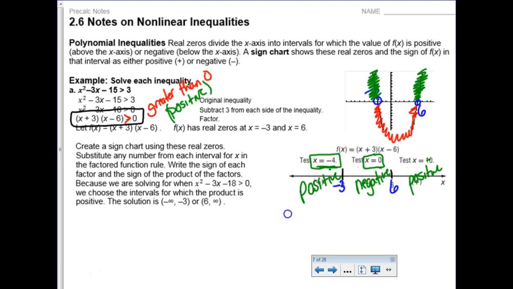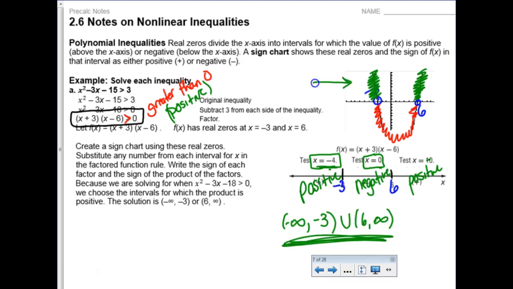From the sign chart, it would be from -infinity to -3. Uh-oh, do you count -3 or not? No, you do not. And then it's also positive from 6 to infinity. Again, we don't count 6 because it doesn't say equal to 0. This interval would have been the same interval you got off the graph.